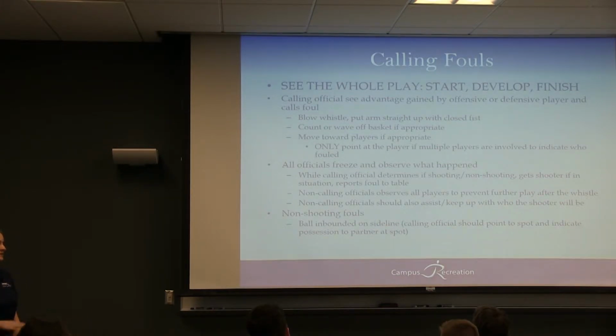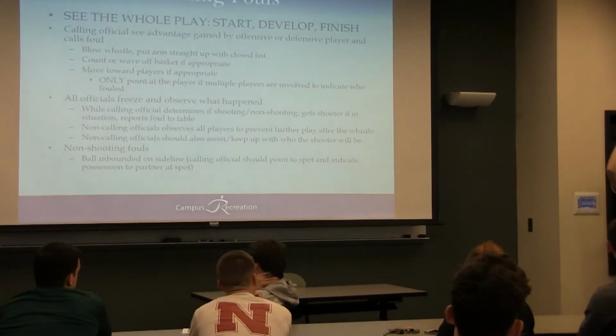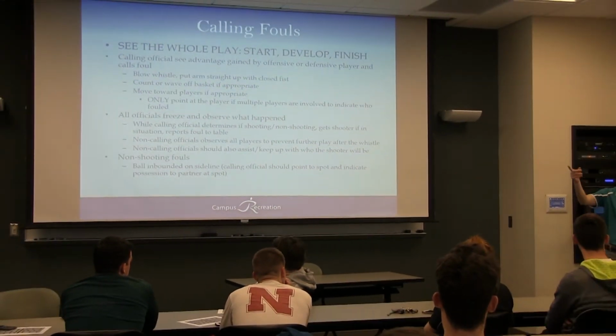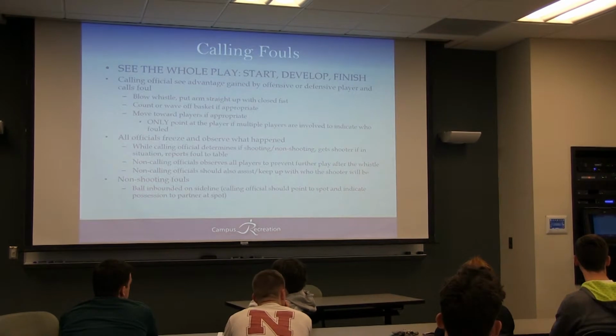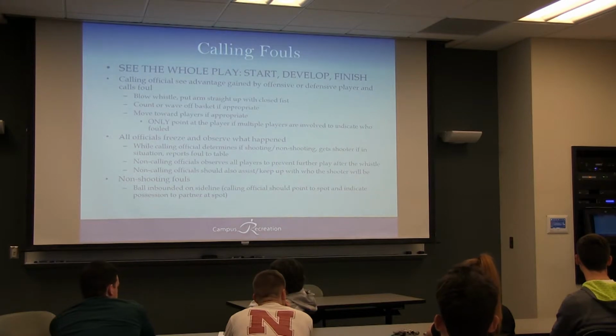Non-shooting fouls, you're just going to stop the play and kick it out from out of bounds. And that's it. The calling official should point to the spot. So we have a hand check, call a foul, point to the spot. Everybody else should be rotating. Then I go to the table, I report it, and then we pass the ball in. Then we go. Okay, that ideally would happen. Just in terms of rotations, we'll go over that, I think, tomorrow.